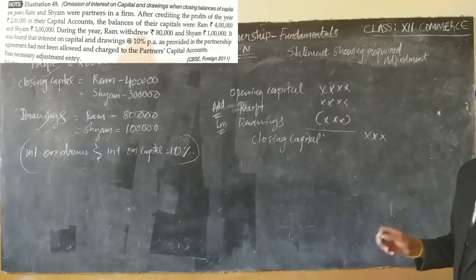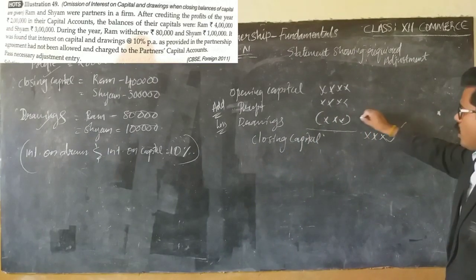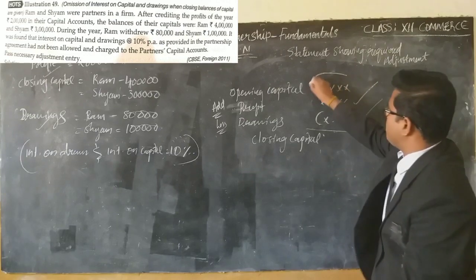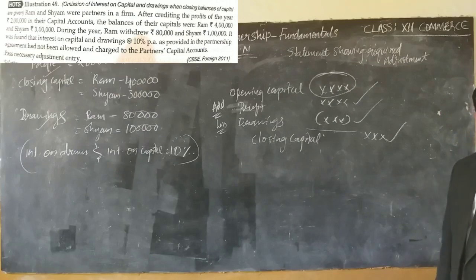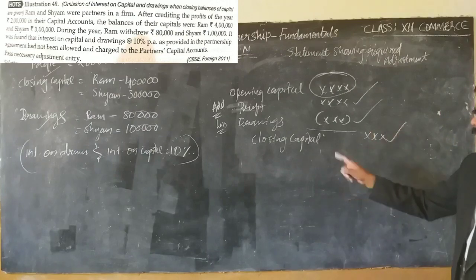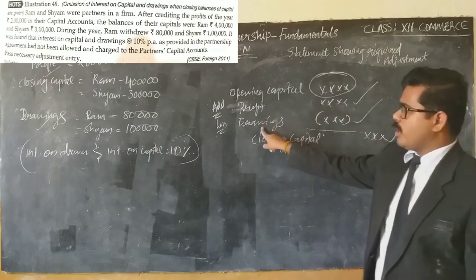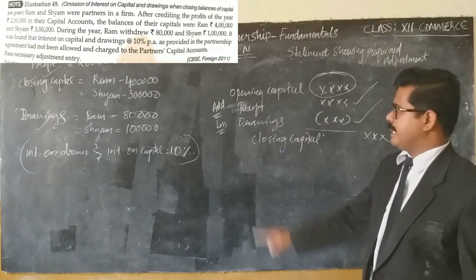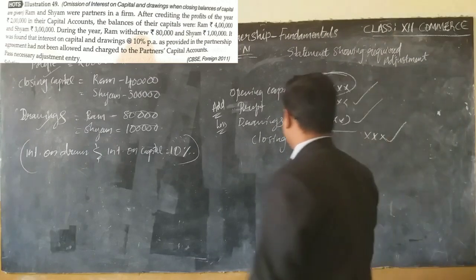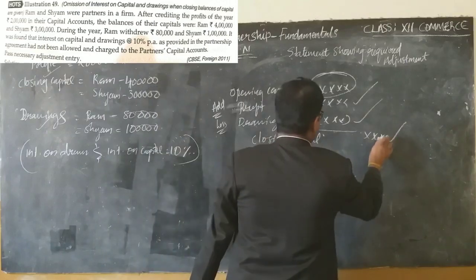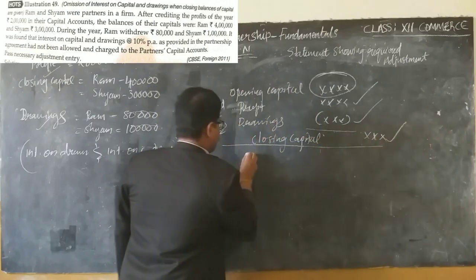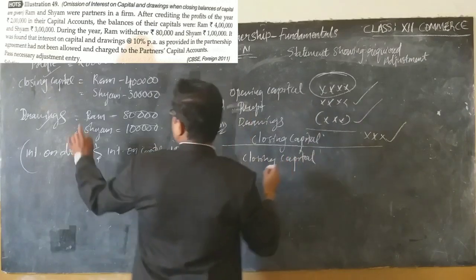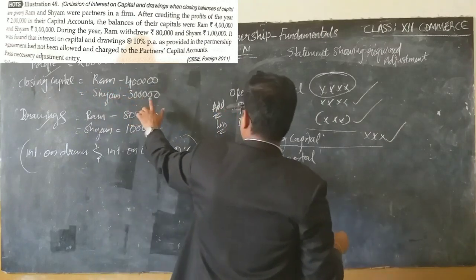So as per this question, closing capital is given, drawing is also given, then profit is also given. Okay, what do we want to find? The opening capital. So just reverse that. Take the closing capital, here drawings were deducted, so now we can add the drawings and less the profit. Then we will get the opening capital. As per the question, closing capital is Ram 4 lakh, Shyam 3 lakh.